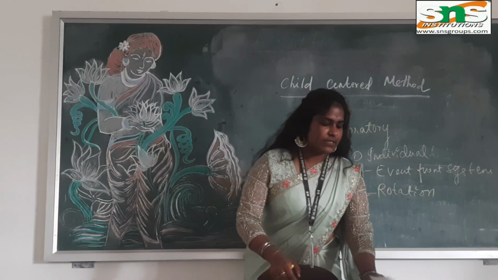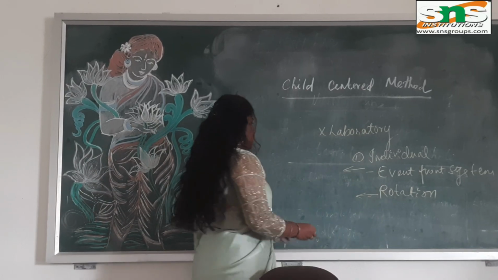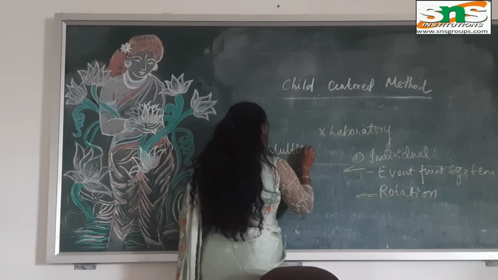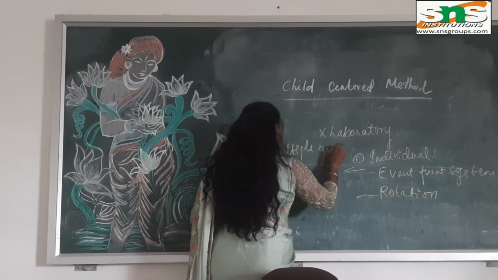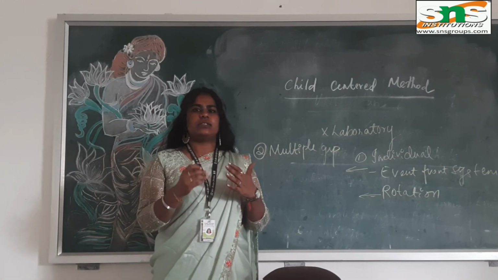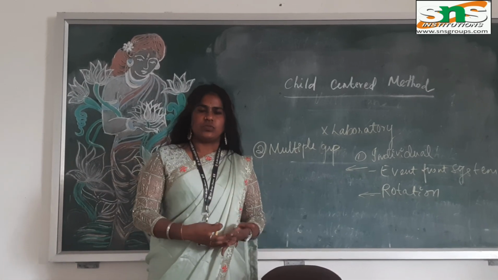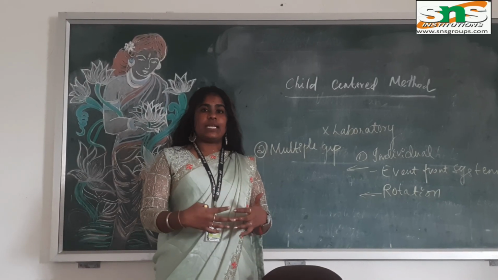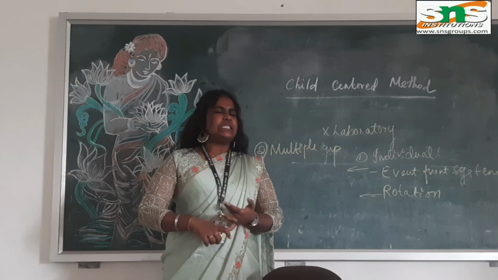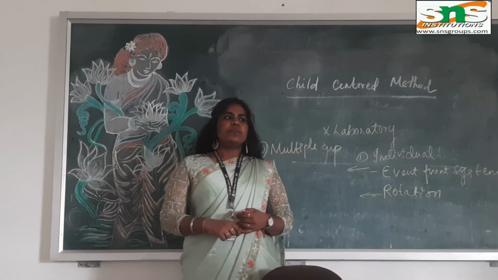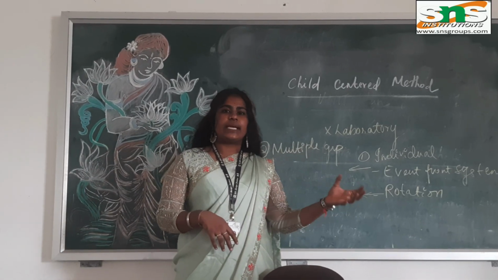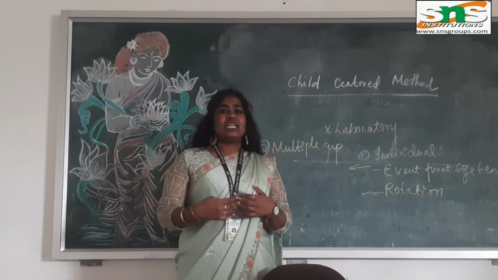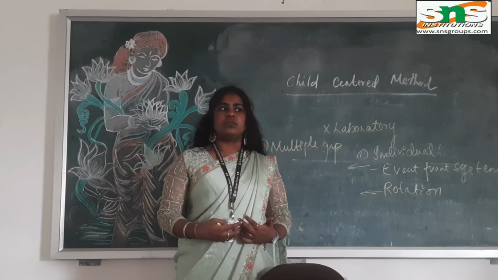The next type is the multiple group system. In the multiple group system, the teacher will divide the students into groups, and the students will participate in the experiment and do it as a group. In this, the disadvantage is that the students will take the observation from the other student and copy it and write it up, so it will not give much exposure to the students to learn.